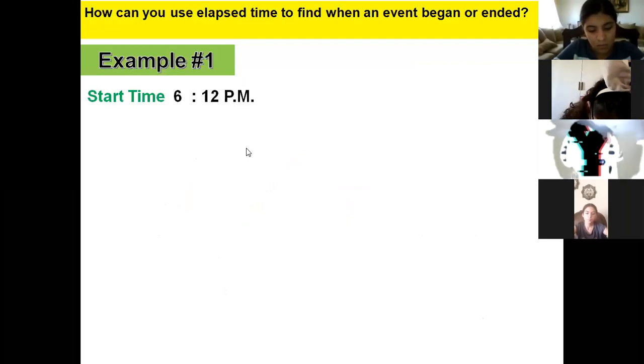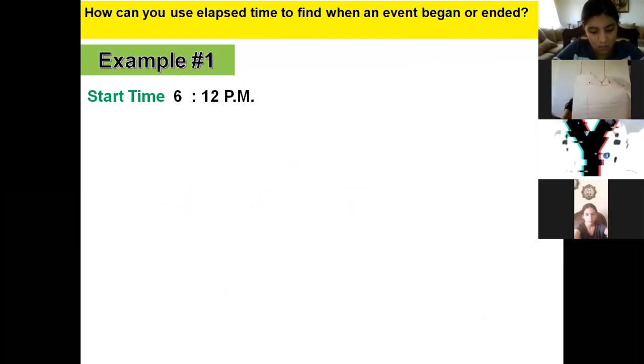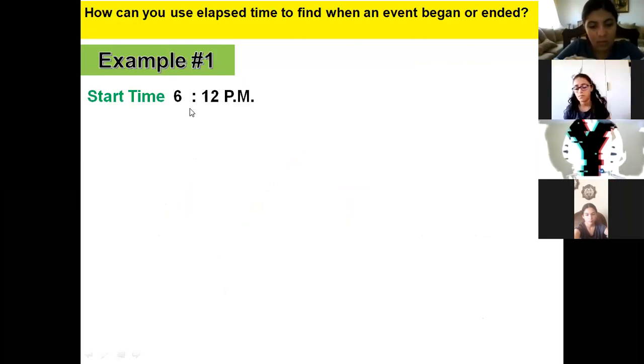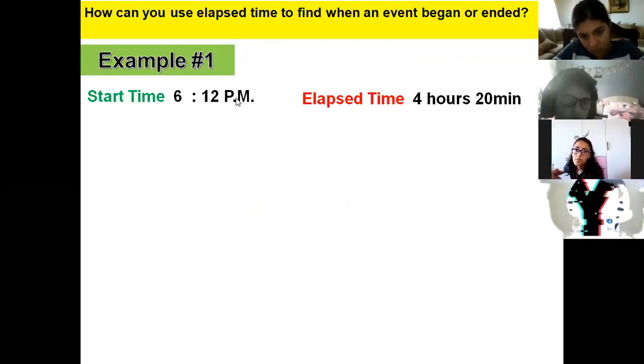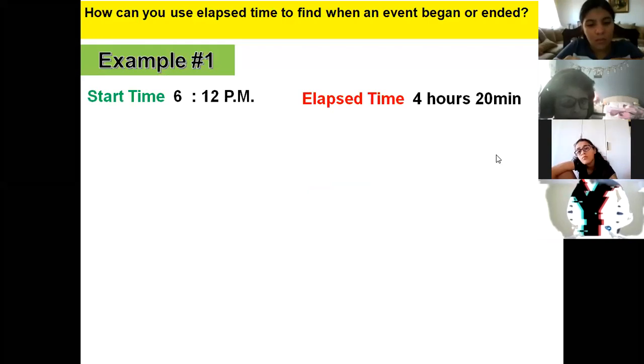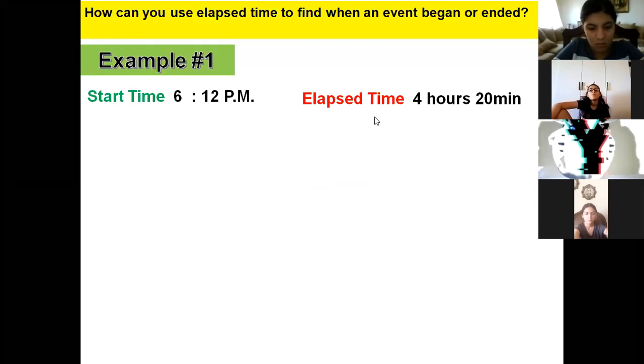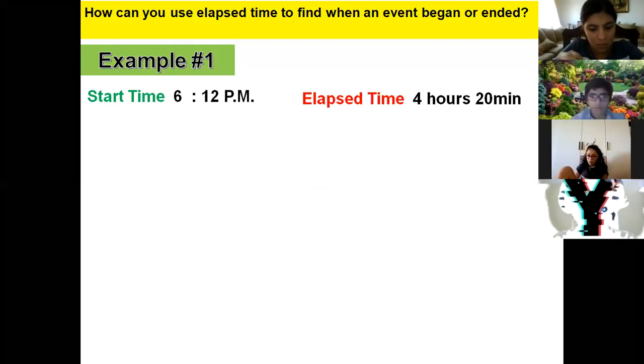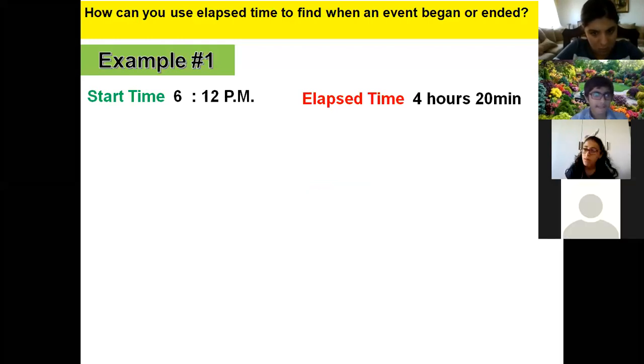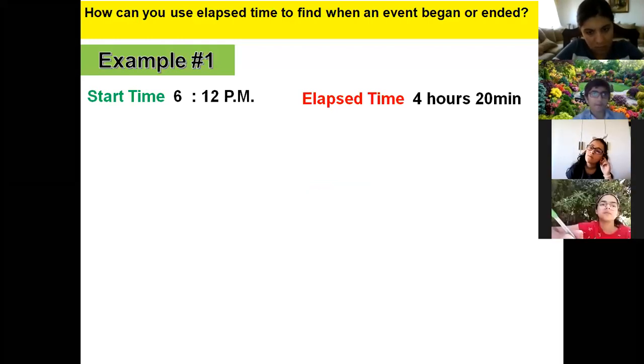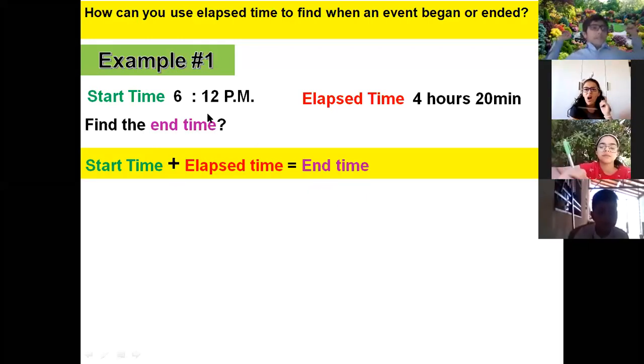Now look at these questions. We have different types of questions here. We have the starting time. The starting time here is 12 p.m. And let's say that the elapsed time is 4 hours and 20 minutes. Maybe going to the gym. You went to the gym at 12 p.m. You spend at the gym 4 hours and 20 minutes. What is the ending time? In this case, to find the ending time, you add.